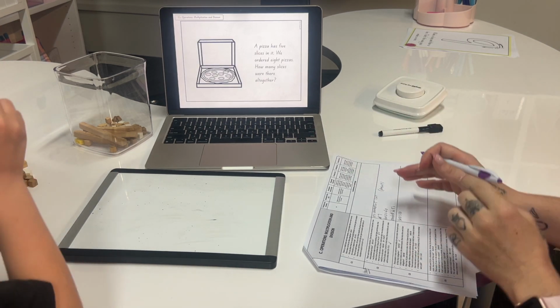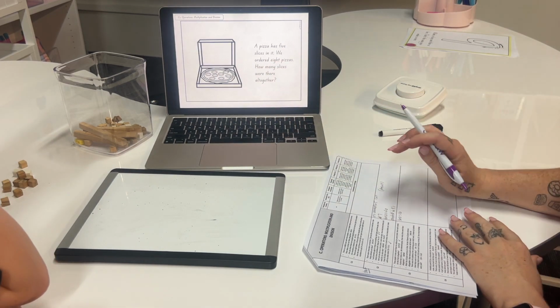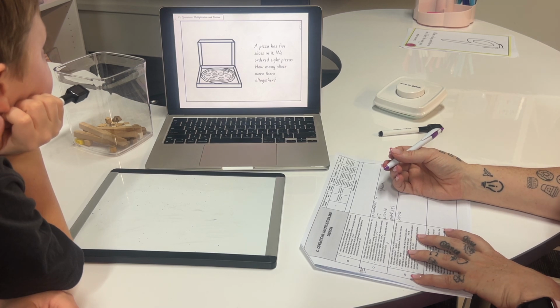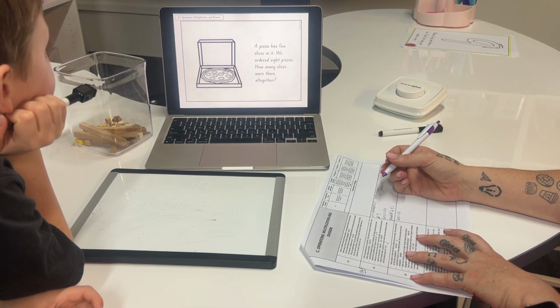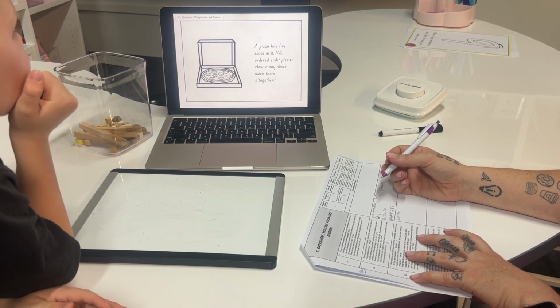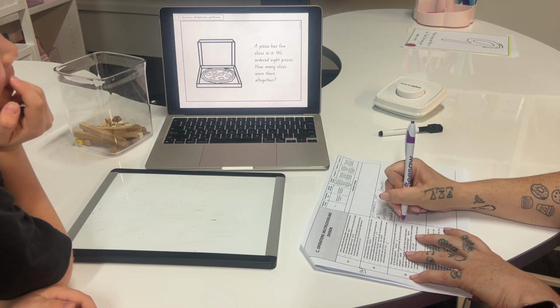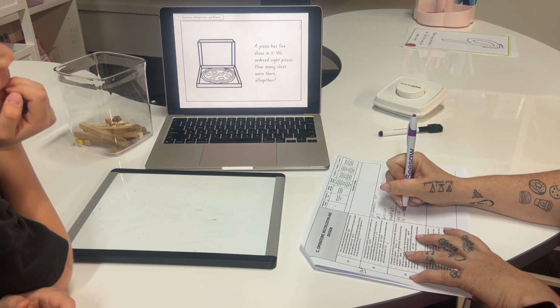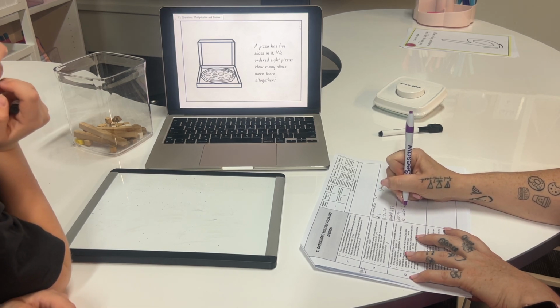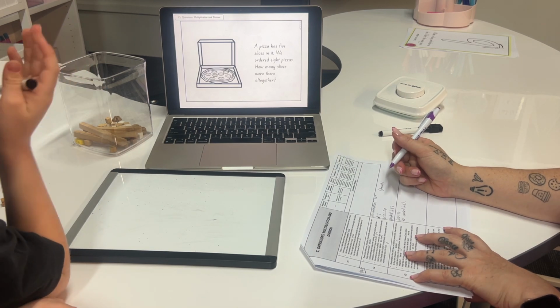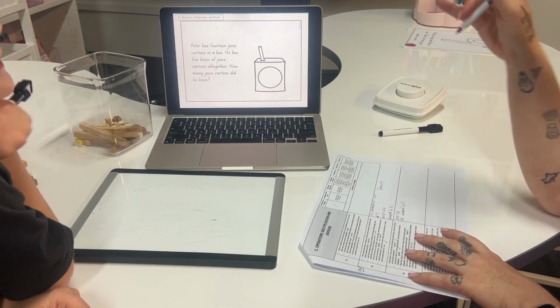A pizza has 5 slices in it. We ordered 8 pizzas. How many slices were there altogether? 40. How did you get that? I counted 5s, so it's a bit easy. 5s is kind of easy, isn't it? That's awesome. All right, this one's a little bit harder.